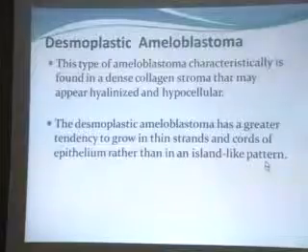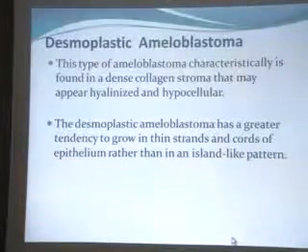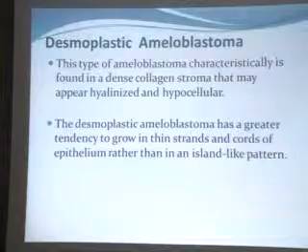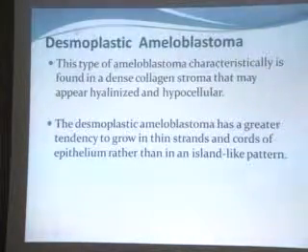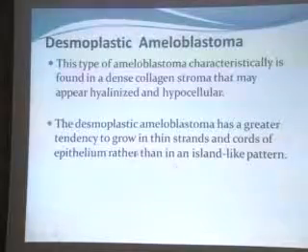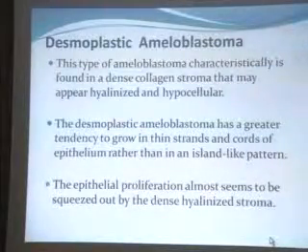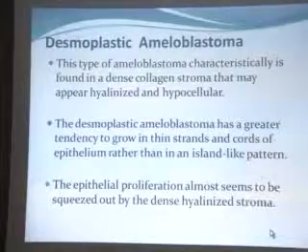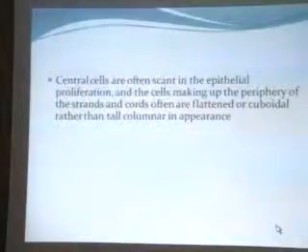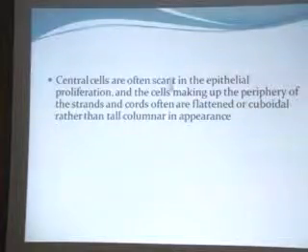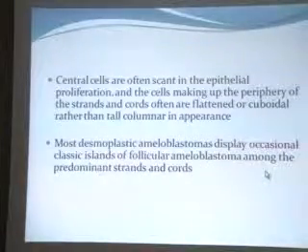Up till now, the follicular, acanthomatous, granular cell and basal, all four grew basically in an island-like or follicular pattern. Whereas because of this desmoplasia, the ameloblastic islands grow in thin strands and cords. Epithelial proliferation almost seems to be squeezed out by the dense hyalinized stroma. Then how are the central cells? The central cells are often scant in the epithelial proliferation, and the cells making up the periphery of the strands and cords are flattened or cuboidal instead of tall columnar in appearance.